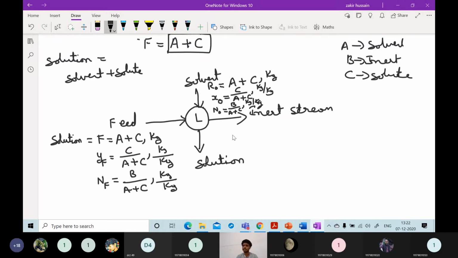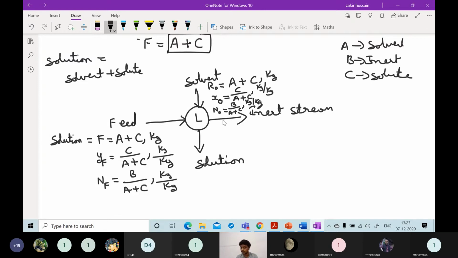But in the maximum cases, like in the oil extraction case, oil will be the major concentration in the solution. Now this solution will be subjected to further purification like distillation, etc. Then oil and solvent will be separated. So this is the major product in the leaching operation. To some extent, in rare cases only, the other stream will be the major one. So this is the solution phase.